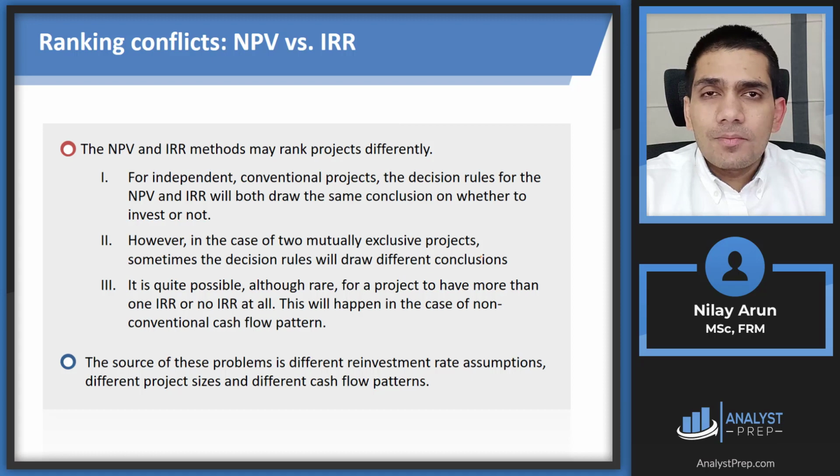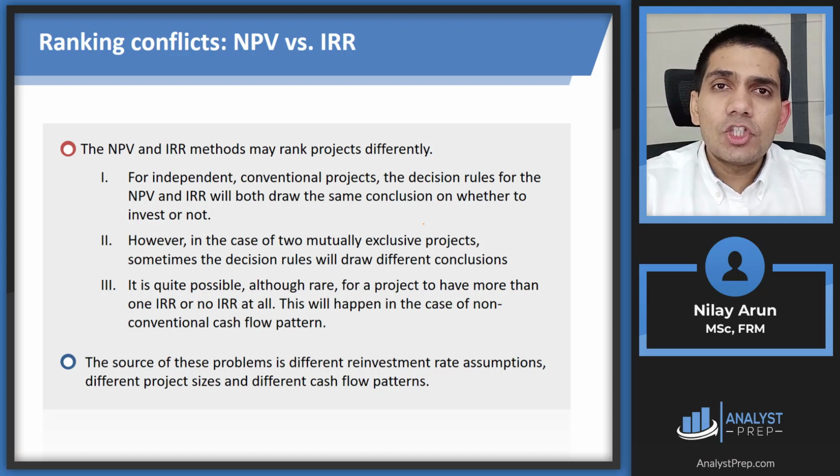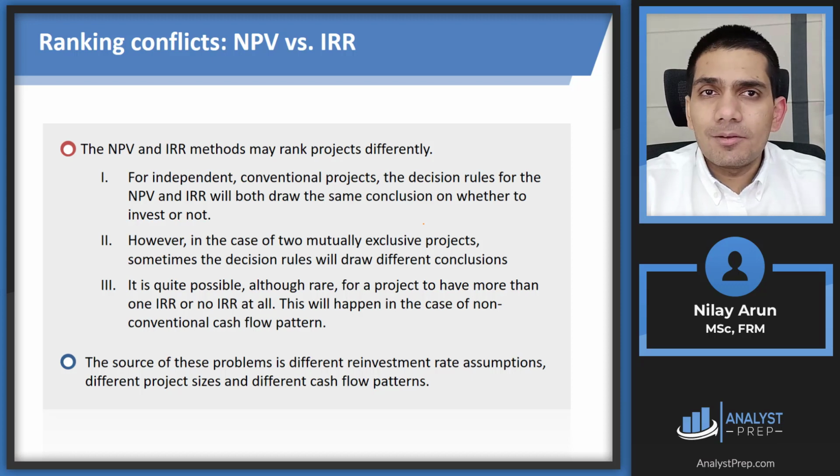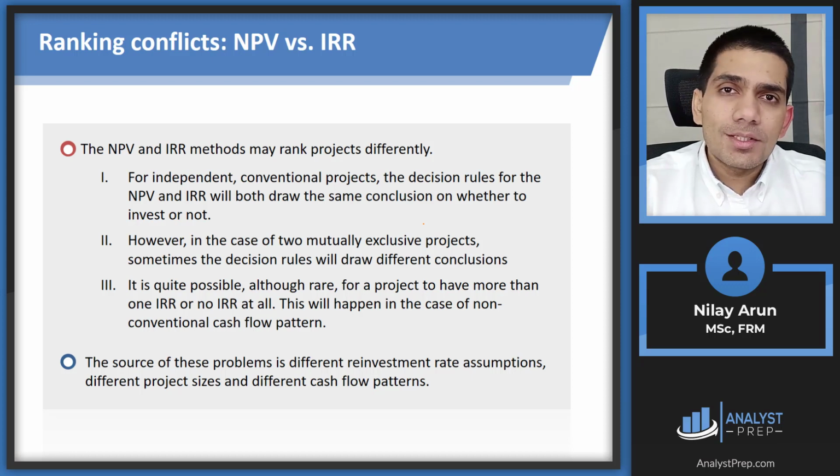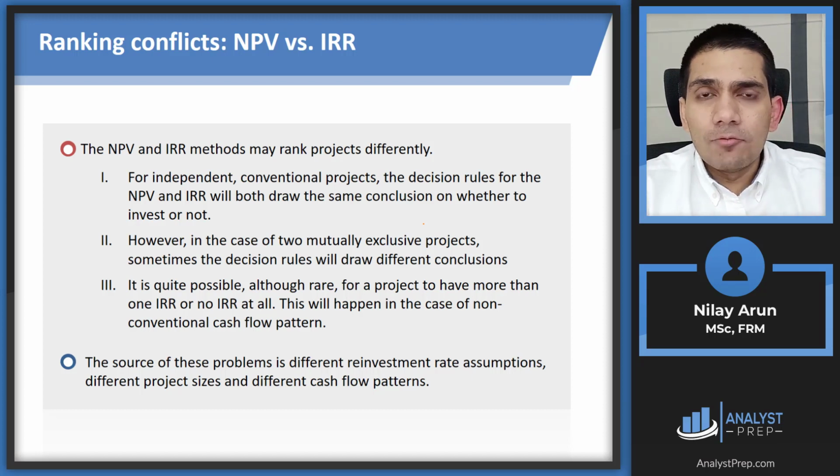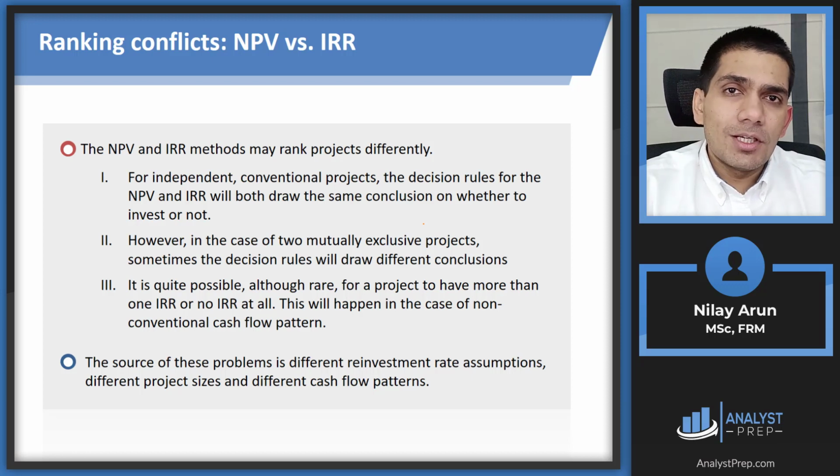Now, in some cases, it's also possible that you have a problem that is called multiple IRR or no IRR. Typically, this is something that is going to happen when your cash flows are non-conventional. Now, what do we mean by non-conventional? Non-conventional means that the signs of the cash flow keep changing from minus to positive and back. So the sign change is occurring more than once. So let's say you have at time period 0 a negative cash flow, then you have positive followed by another negative and then positive and so on. So when the sign is flipping more than once, that is a non-conventional cash flow pattern.